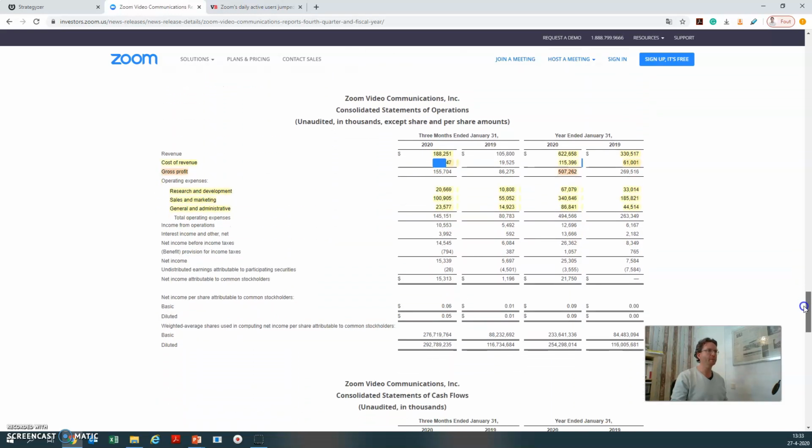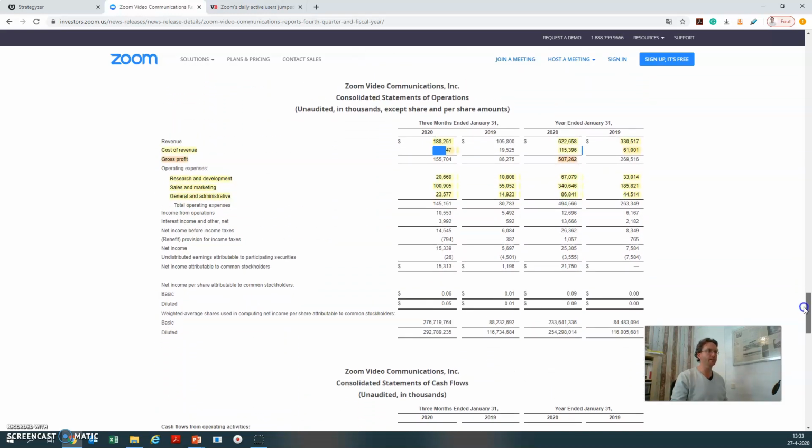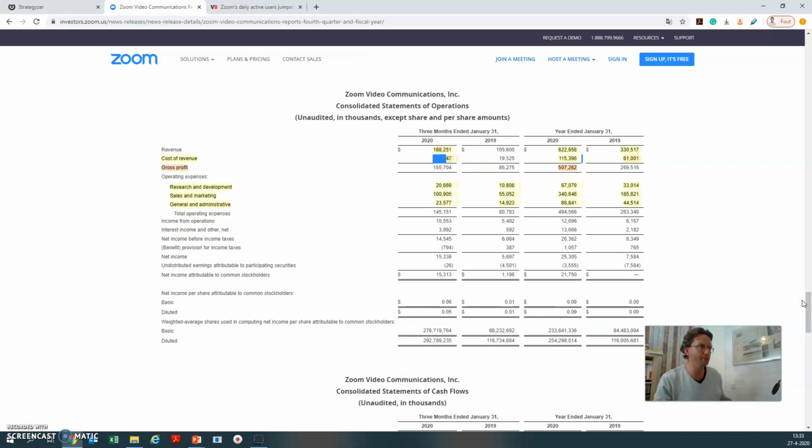But down here we see that there is an income statement, consolidated statements of operations. It shows you the revenues, the cost of those revenues, and the operating expenses. The fiscal year of Zoom ends the 31st of January, and therefore 2020 is the year that we want to look at because it's the most recent year.